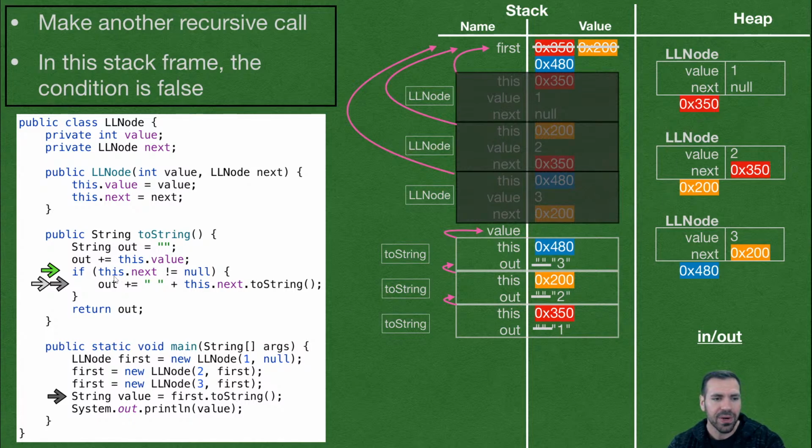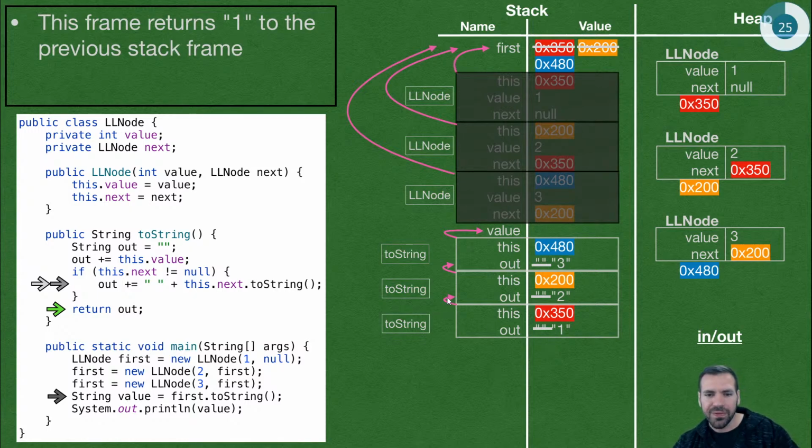And this one, we're going to check this dot next not equal to null is false because it is null. So we skip this code block and just return our out, which is the string 1. So we return 1 to the previous stack frame.